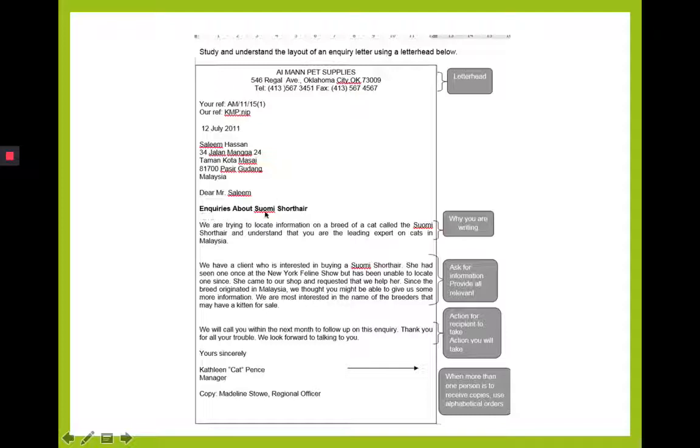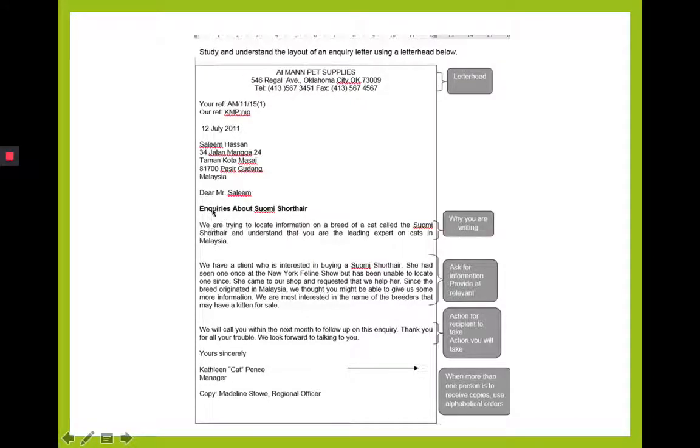And then continue with the subject heading, the subject of the letter. And if you are writing an enquiry letter, it always starts with the word enquiry, enquiry about. If you are writing a reply, then your subject will start with reply to enquiries about. Okay, so that's how you write it down. You can either underline this or you can bold it. So either one, right? Okay.